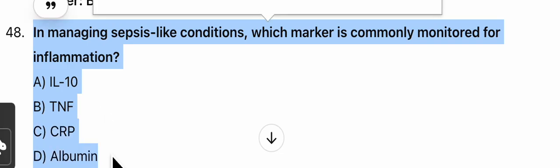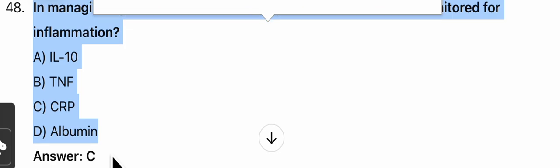In managing sepsis-like conditions, which marker is commonly monitored for inflammation? A. IL-10, B. TNF, C. CRP, D. Albumin.